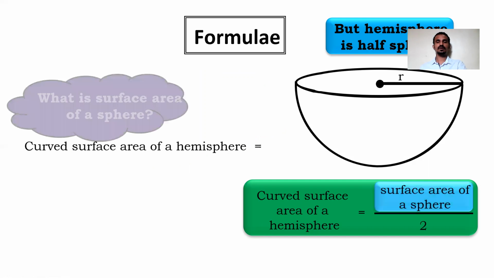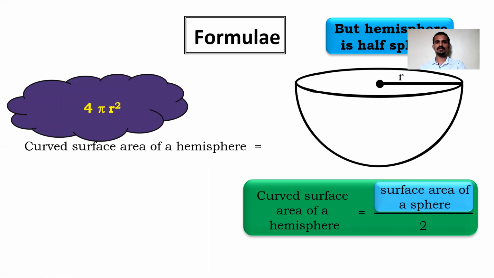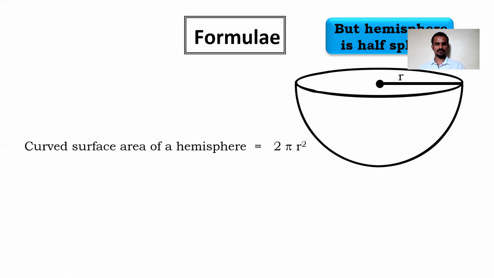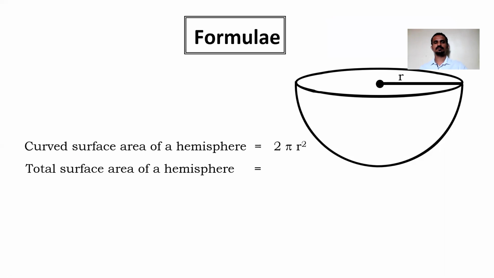Now the surface area of the sphere was 4 pi r square. We just studied that. Now 4 pi r square divided by 2 gives you 2 pi r square. So the curved surface area of the hemisphere is 2 pi r square.